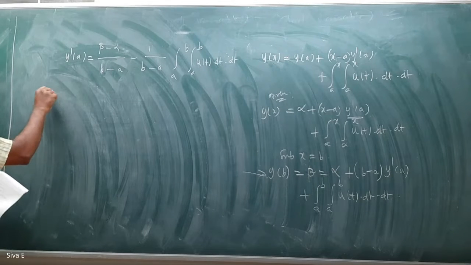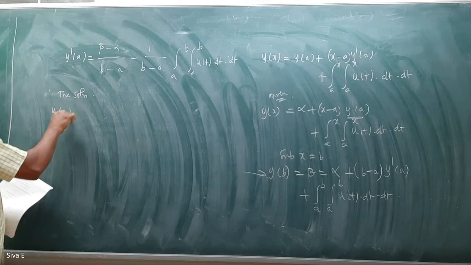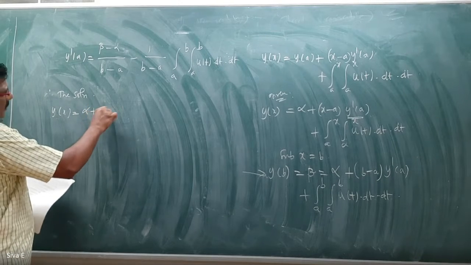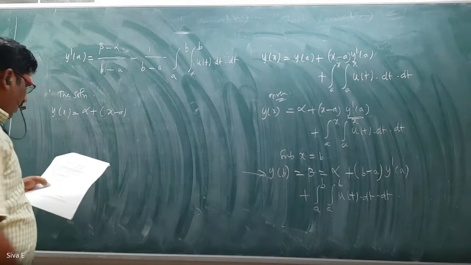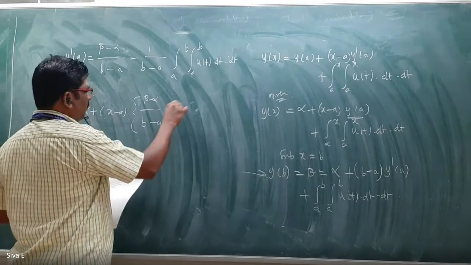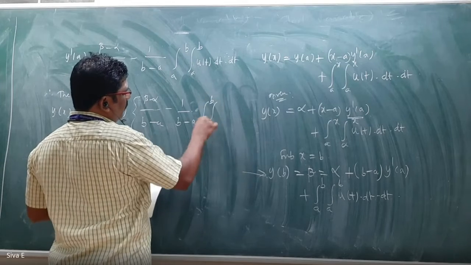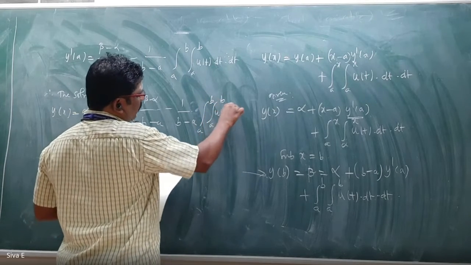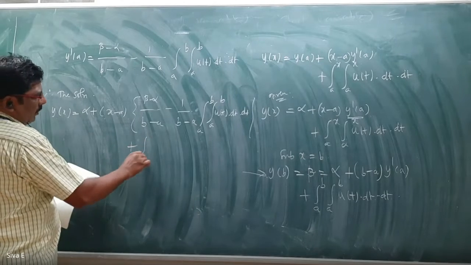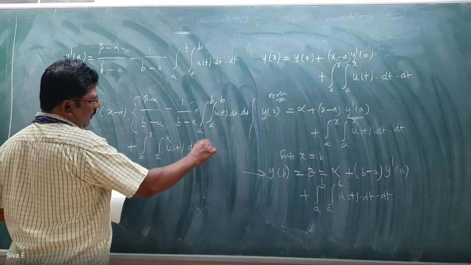Therefore, the solution is y of x equal to alpha plus x minus a, beta minus alpha divided by b minus a, minus 1 by b minus a integral over a to b of t u of t dt, plus integral over a to x of x minus t u of t dt.